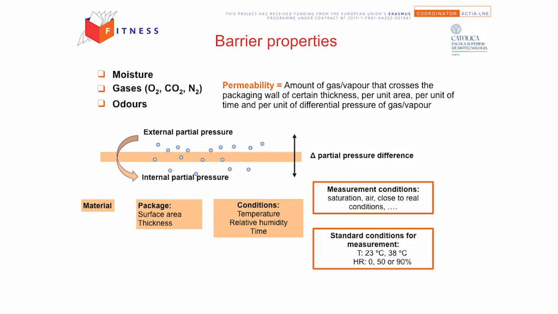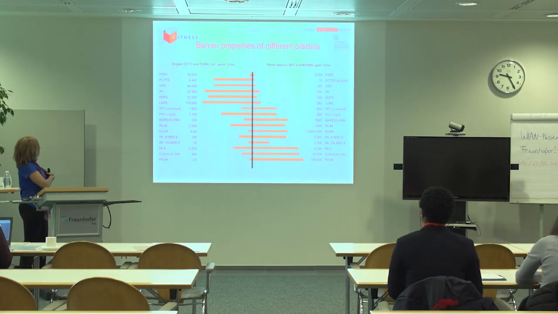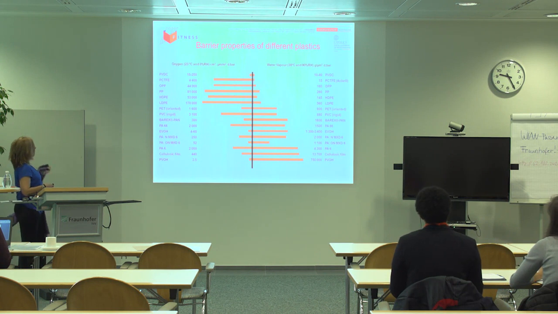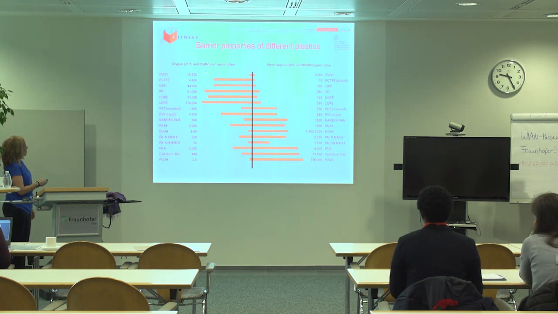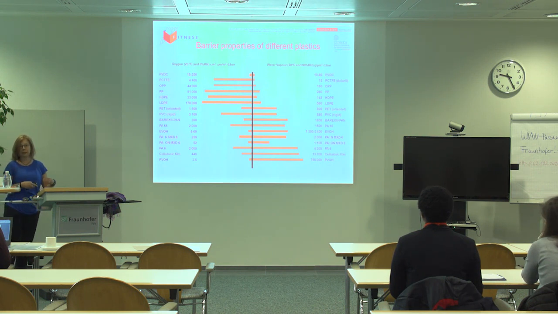Okay, and so on. These are just examples. And here is a graph reporting the barrier properties of different plastics to oxygen on this side and to water vapor on the other side. And you see that the units reported are for oxygen, okay, we say the temperature, 23 degrees, and 0% relative humidity. That means we are measuring in dry conditions.